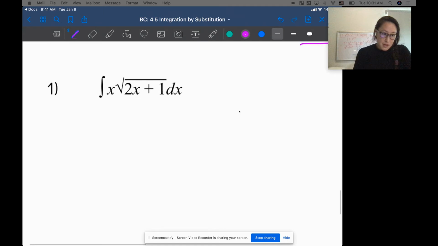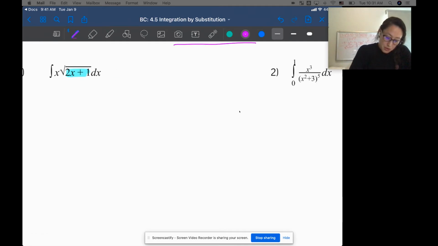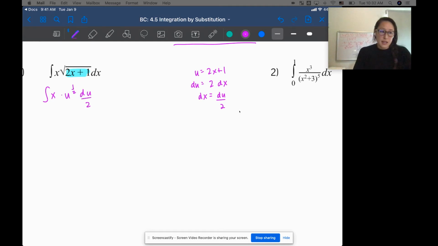Okay, so we're going to take the derivative of the inside, which we think is 2x plus 1, right? So I get u is equal to 2x plus 1, so du is equal to 2 dx. dx is equal to du over 2. Let's replace, so we get x times u to the 1/2 power du over 2. And this time nothing cancels.